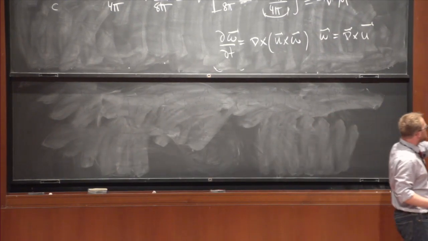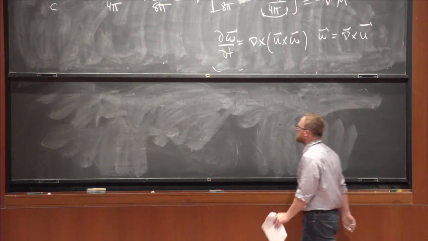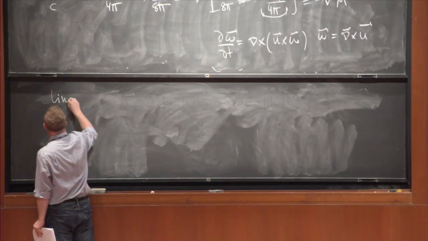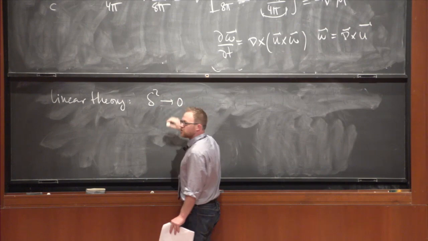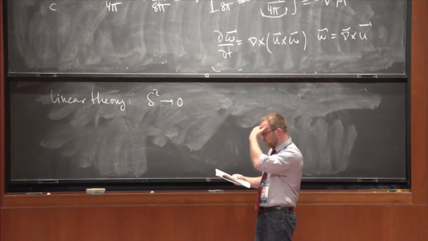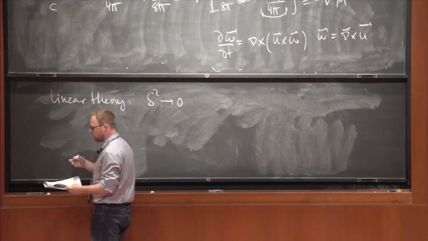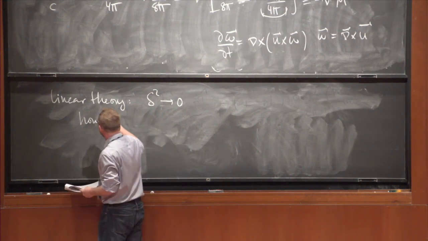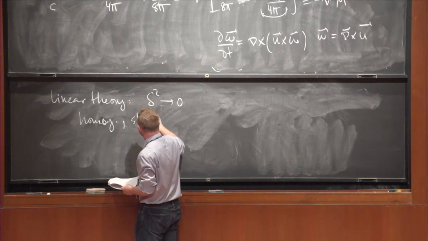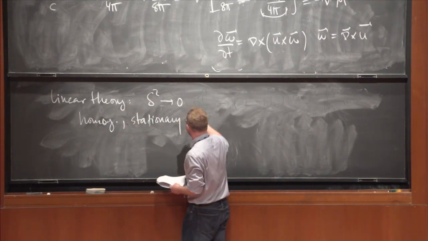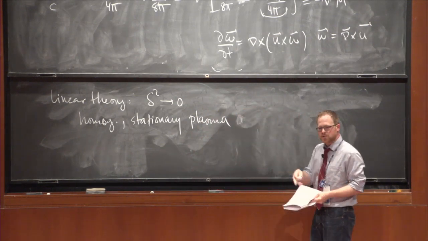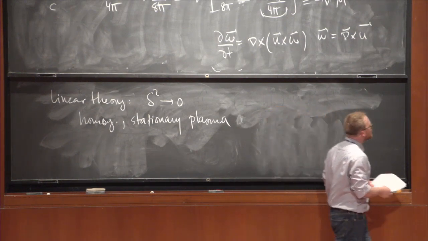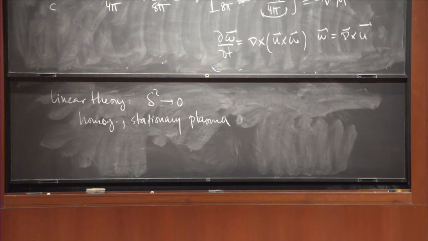So you have some equilibrium state, you perturb the plasma, and what I mean by linear theory is that every time you see a delta squared, you just drop it. So all the nonlinear terms are gone. And what I do here is a homogeneous, stationary plasma threaded by a uniform magnetic field. So that's what I do in these notes. So you take a stationary plasma, this is a constant, this is a constant, this is a constant. You perturb the fluctuations.